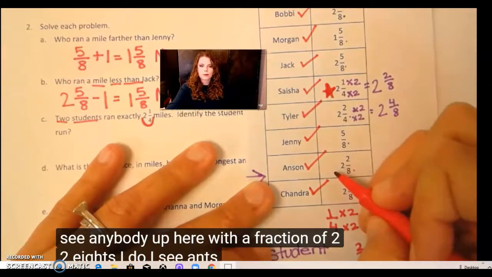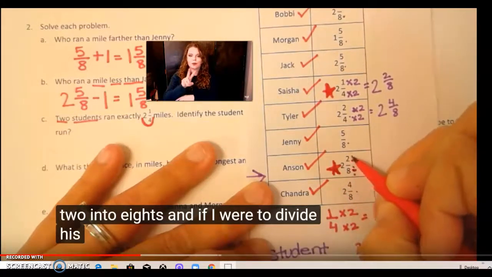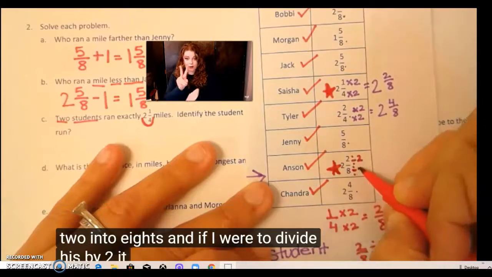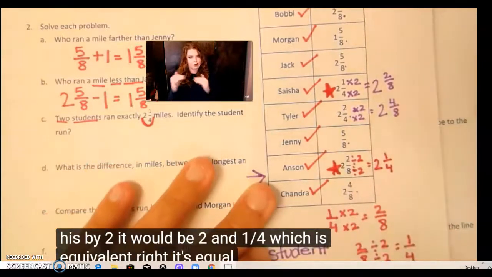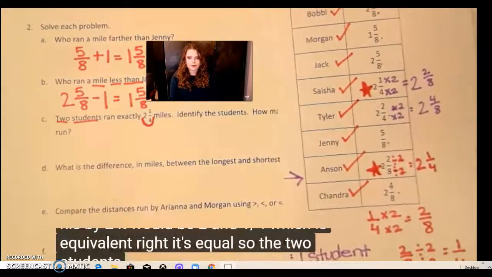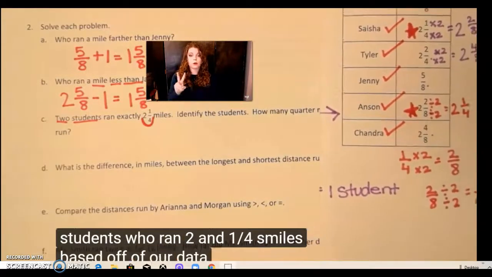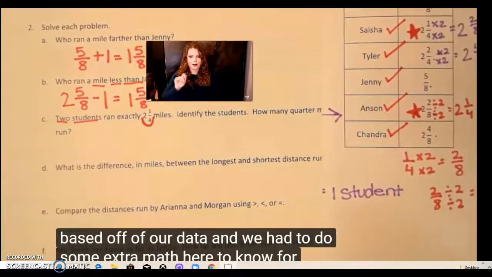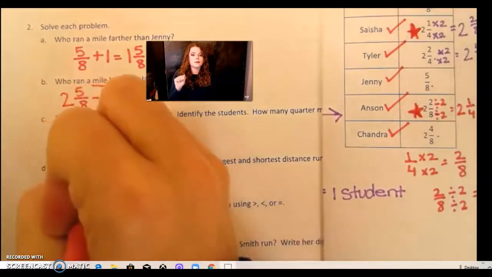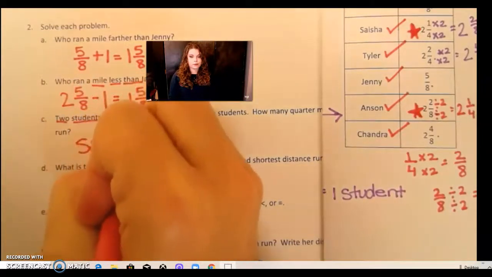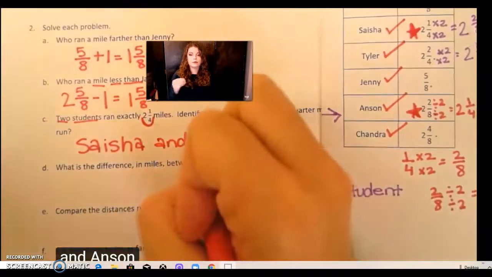I do. I see Anson here. He has 2 2/8, and if I were to divide his by 2, it would be 2 1/4, which is equivalent, right? It's equal. So the 2 students who ran 2 1/4 miles based off of our data, and we had to do some extra math here to know for sure, were Sasha and Anson.